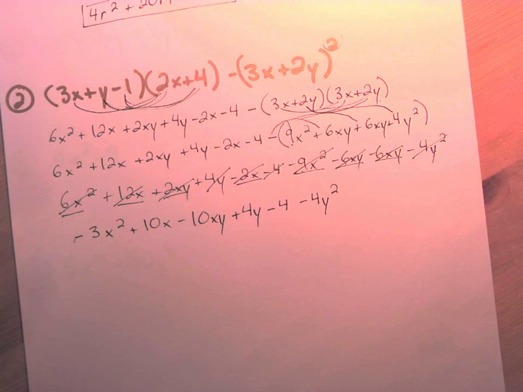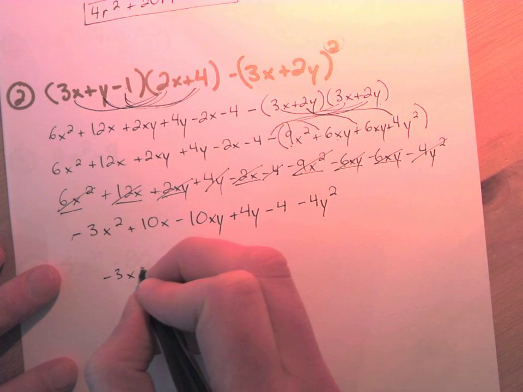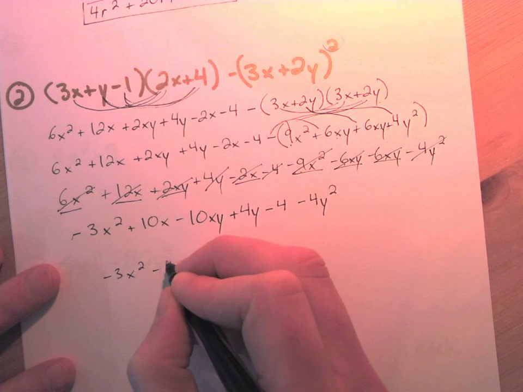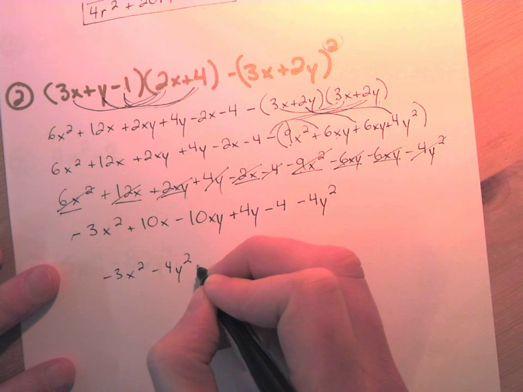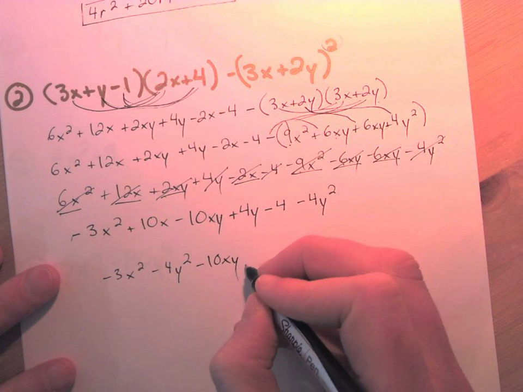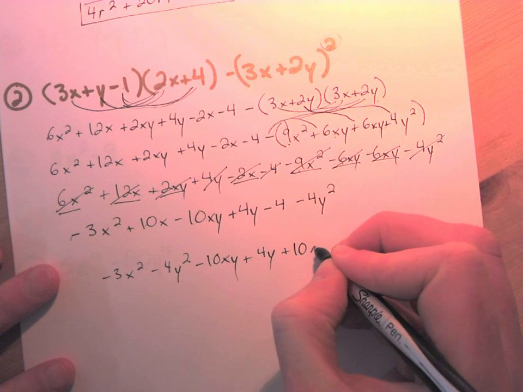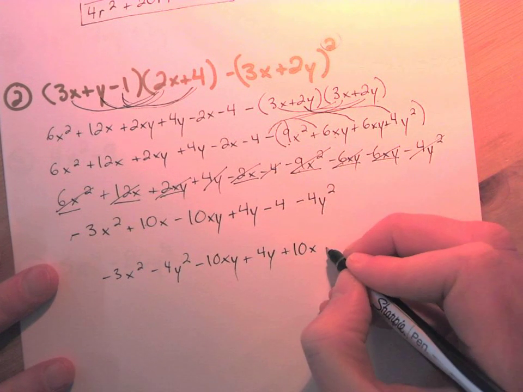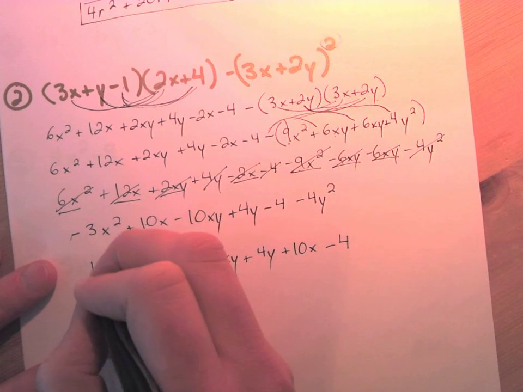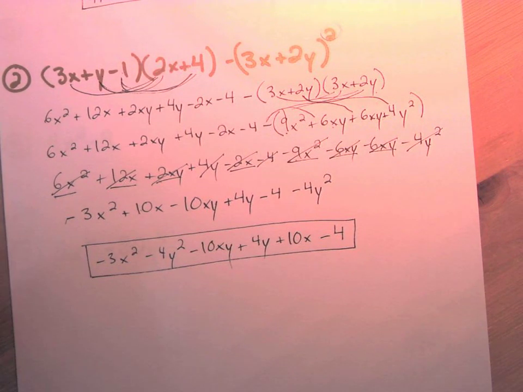Sometimes mathematicians like to write the highest degree first, so they'll have negative 3x squared. The next is negative 4y squared. This one's a pretty high degree, negative 10xy. And then they go on to the next one, like 4y, and then 10x. And then the one with no variable kind of goes on the end. But both of those are equally good answers.